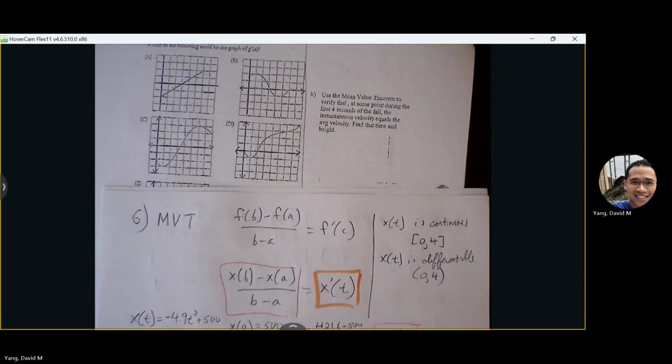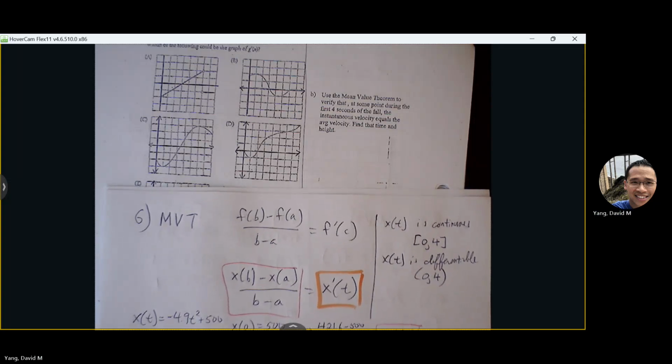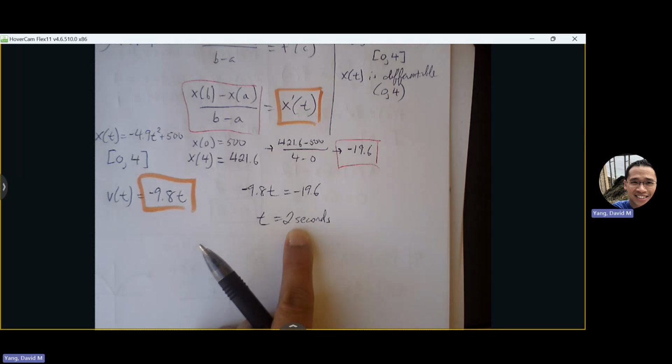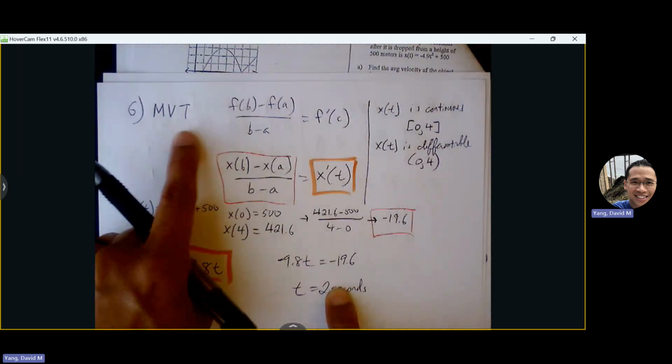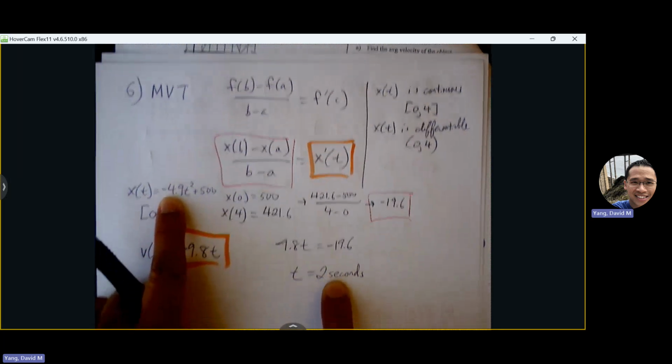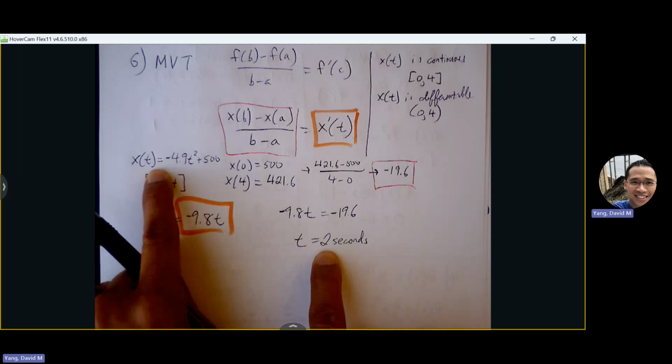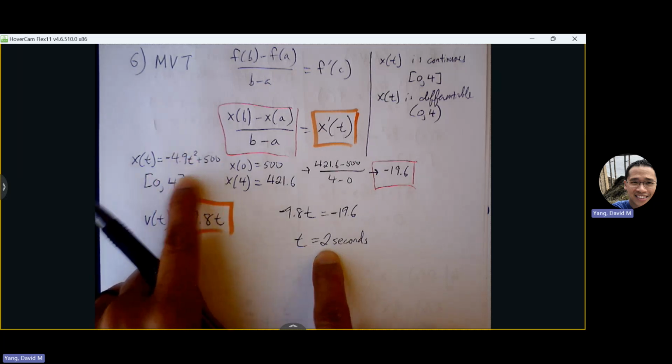And the final part is basically asking for the ordered pair. Find the time and the height. So I have the time and the height is related to the position function. So I can just find the height by plugging 2 into the position function.